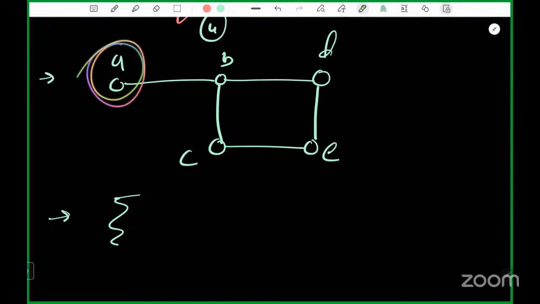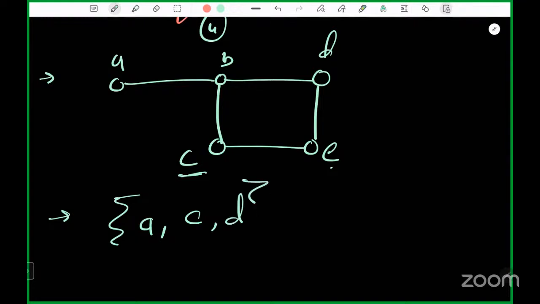Obviously, we have to select A, because A has the minimum degree. After selecting A, if I select B, then I cannot select C and D, so it's better to select C. Suppose you select C, then you cannot select B and D. So that means 3. 3 is the number of maximum independent set.